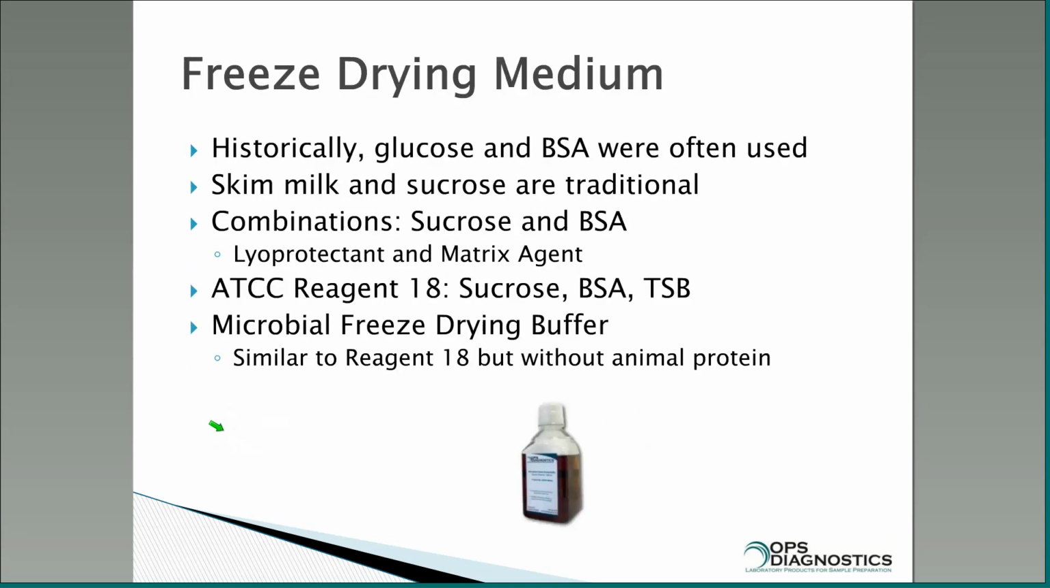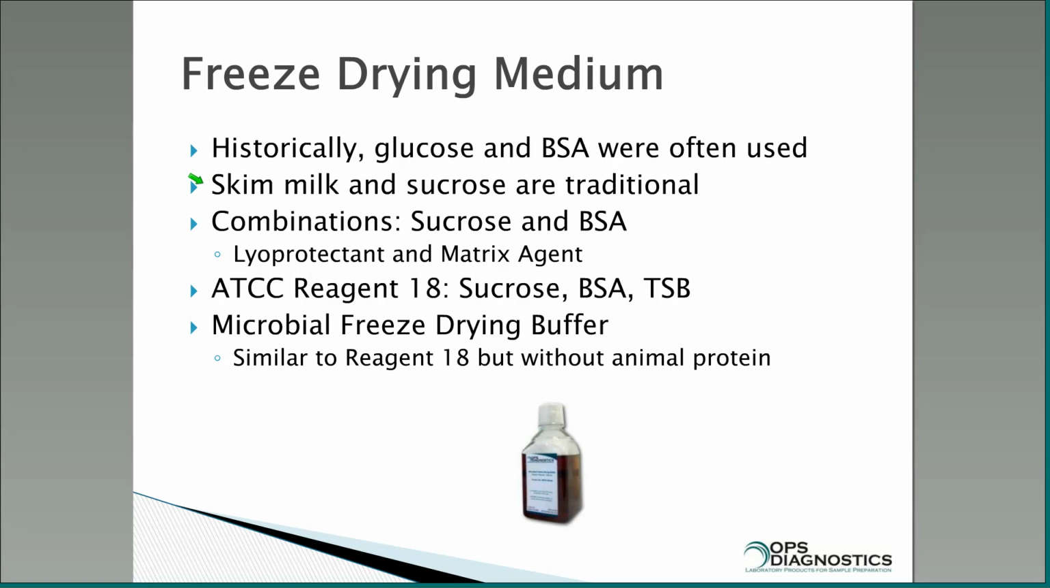The freeze drying medium, historically, glucose and BSA were used. They were replaced by skim milk and sucrose. If you go back to a lot of the culture collections, skim milk is used all over the place. And the thing is that skim milk really isn't that good of a protectant. It's a really good matrix. It forms a really good cake, but it doesn't protect your cells very well.